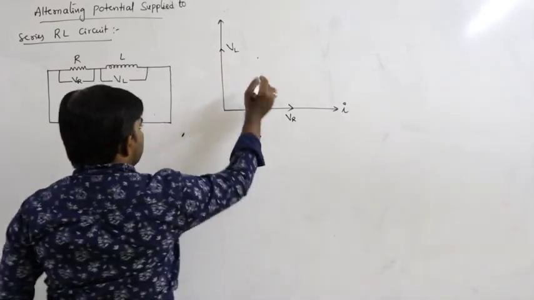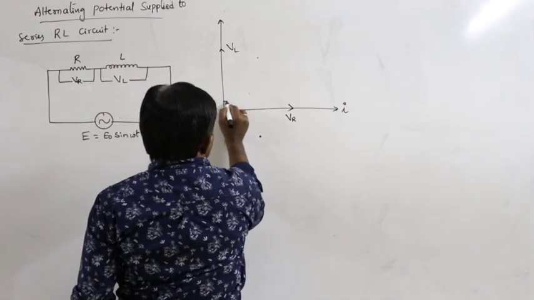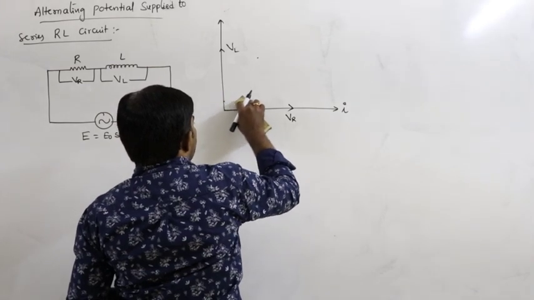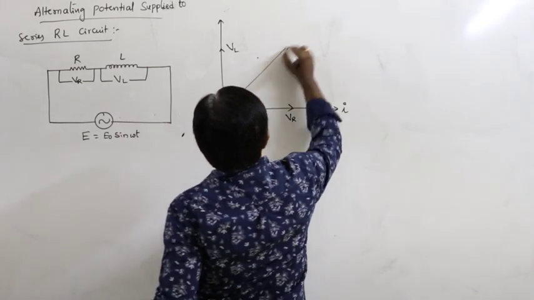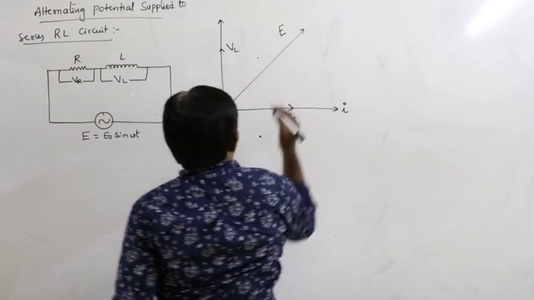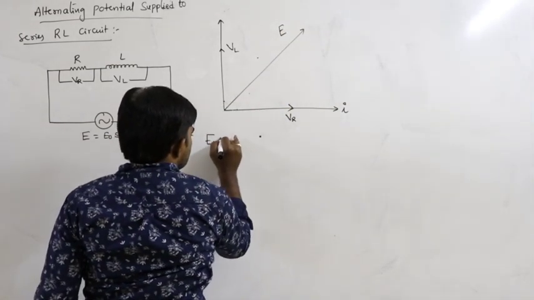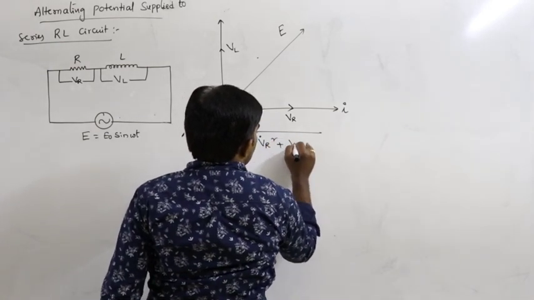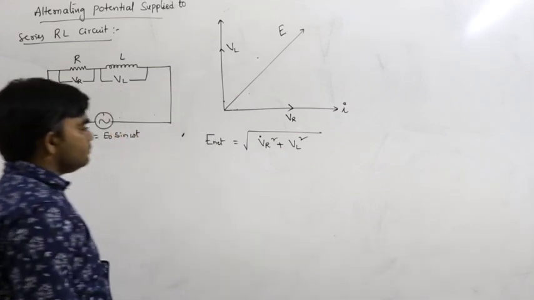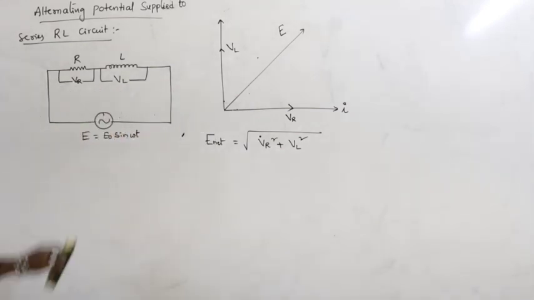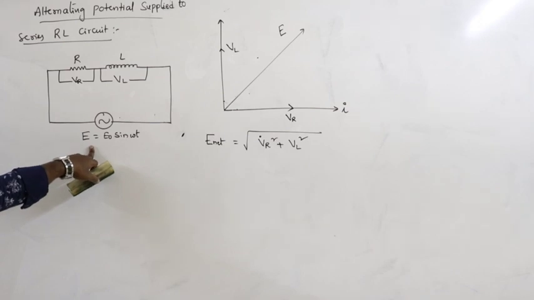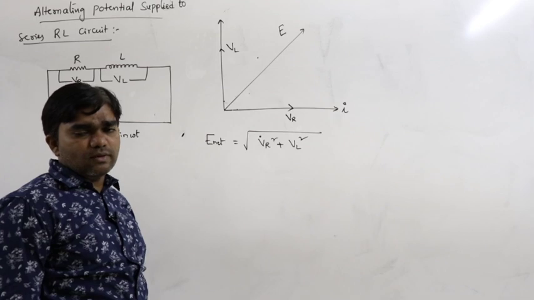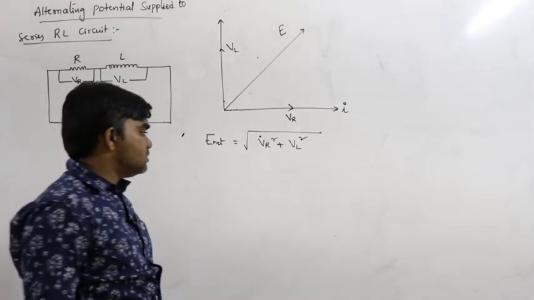So what is the net potential here? The angle between these two is 90 degrees. So okay, the net potential is, this is E. E net can be written as under root VR square plus VL square. The total potential in this situation is equal to under root of VR square plus VL square.